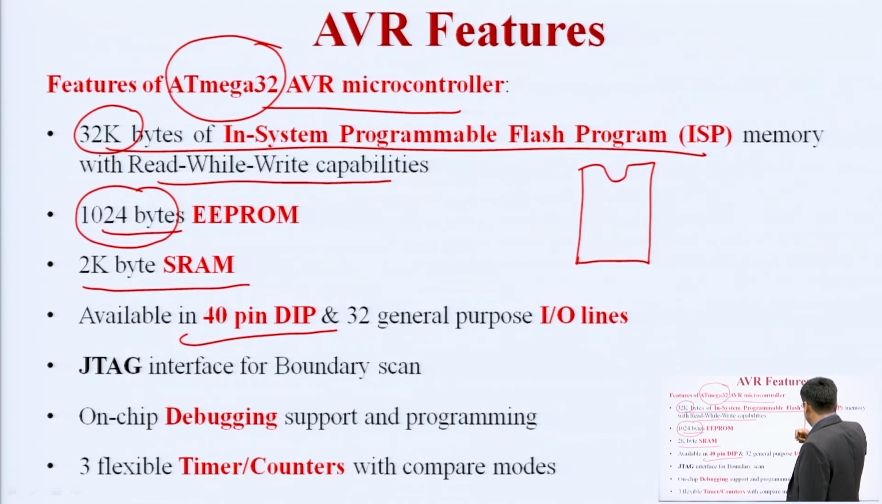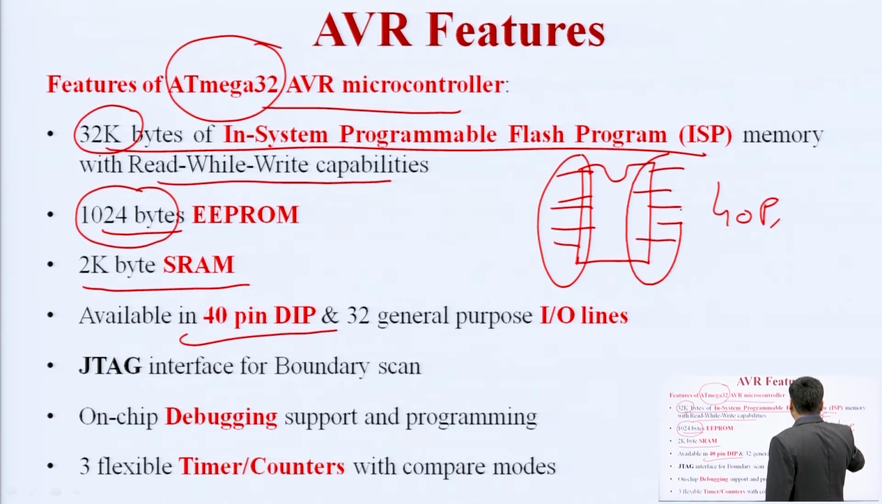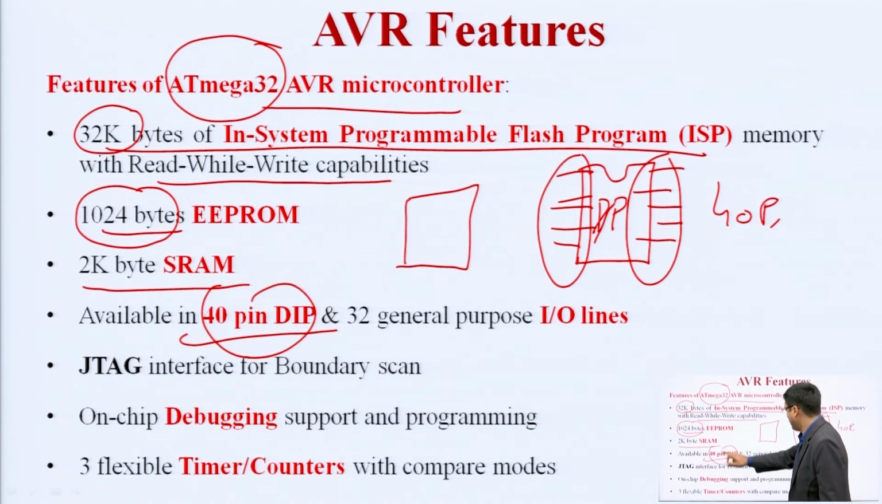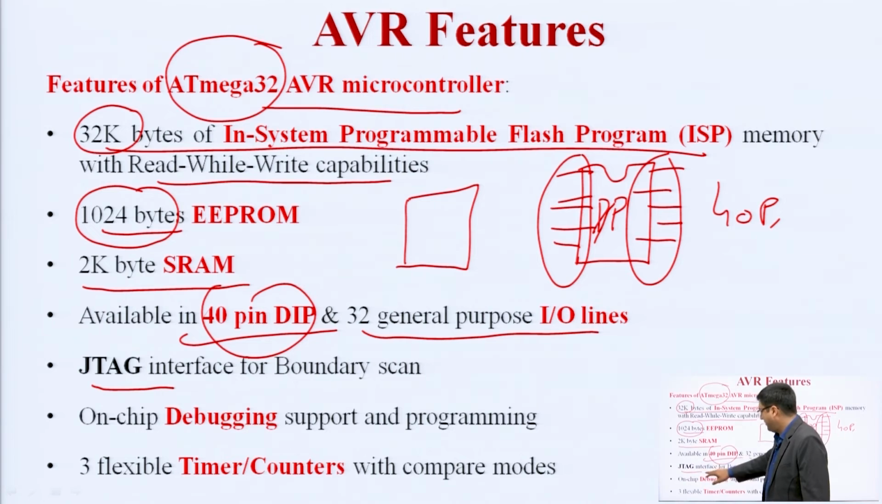Dual inline package means it has a 40 pin architecture, with 20 pins on the left side and 20 pins on the right side. There are other packages also available, like quad flat package. This follows the 40 pin DIP package, and it has 32 general purpose input output lines. It also has a JTAG interface.